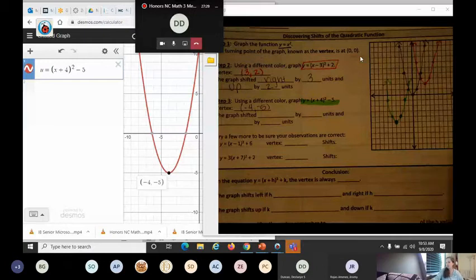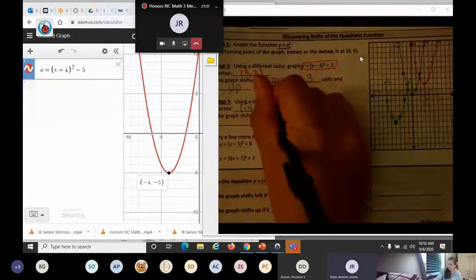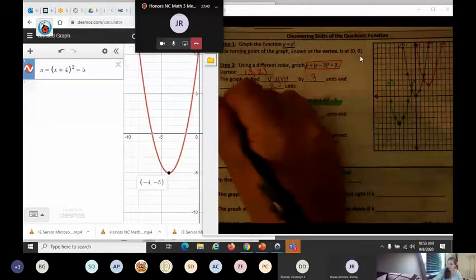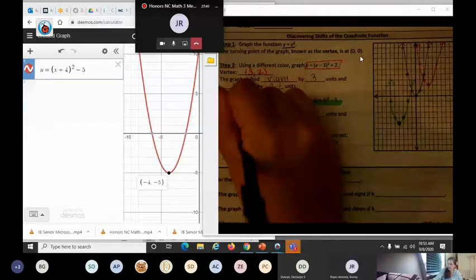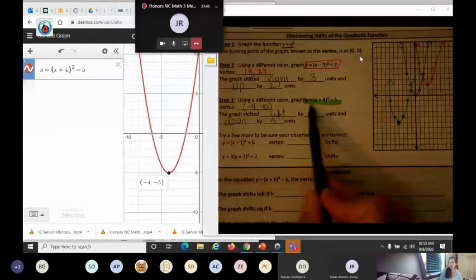How did this green graph shift from the original blue graph? It shifted left by 4 units and down by 5. Perfect. Left 4, down by 5. Okay. So if you're writing this out on notebook paper, just write that sentence down real quick next to this function. Make sure you have a sketch of the graph.